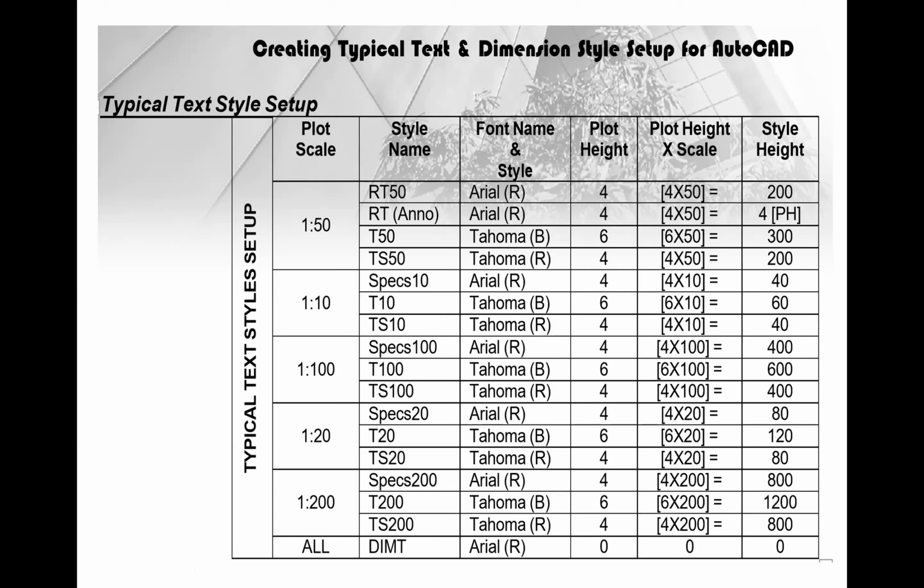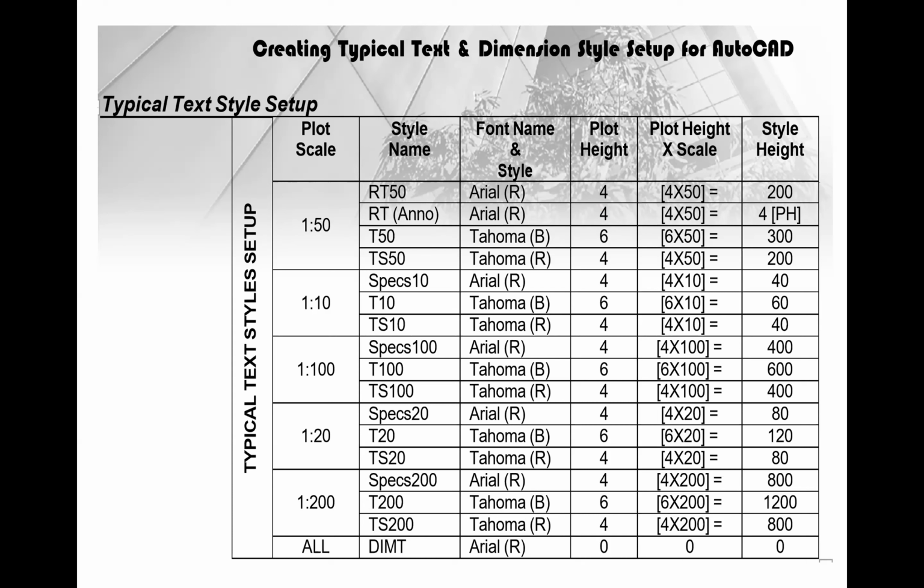So to get the text to 1:1, meaning full scale, I need to make it 50 times bigger than it will be when it prints. So I can't make the text 4 millimeter on screen, or else when it prints 50 times smaller, it will disappear.